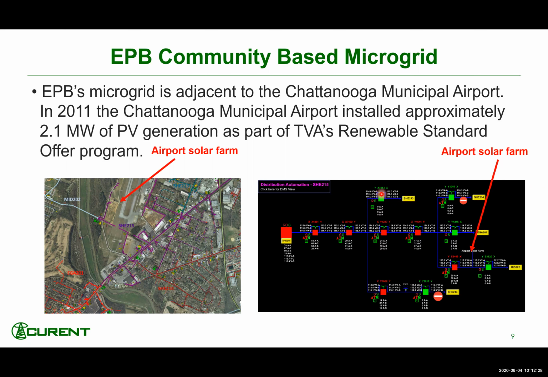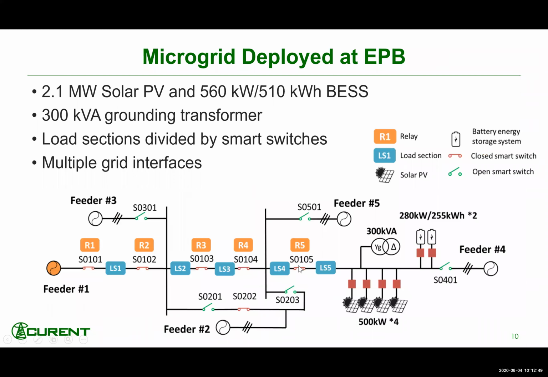The green dot here shows a normally open switch, because if the main grid, I mean this feeder, is not available, we can reconnect it to an adjacent feeder by closing those green dot switches. Let me show you a better single line diagram here.